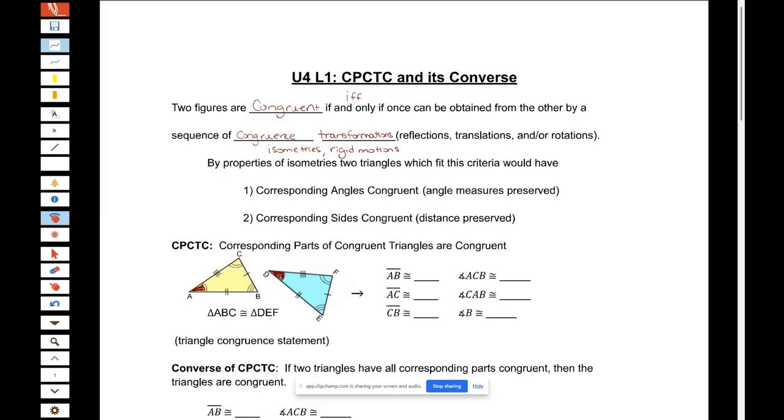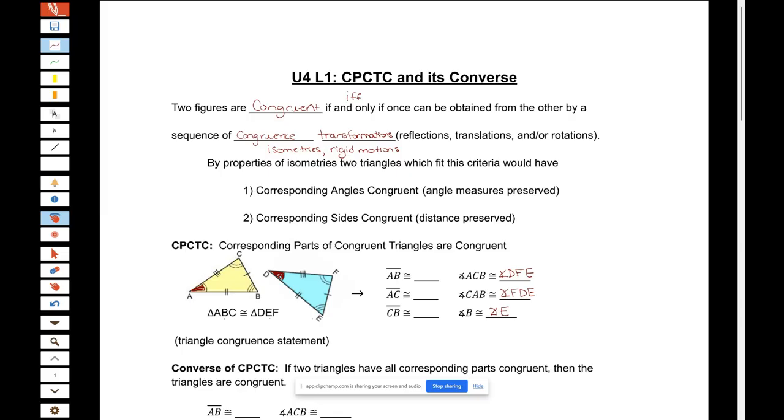So angle ACB, which is angle C, matches angle DFE. You must go in order of matching parts when you name them. Angle CAB would match angle FDE going in the order of parts. And then angle B is just named with one letter because sometimes you can do that and sometimes you can't. So it is congruent to angle E.